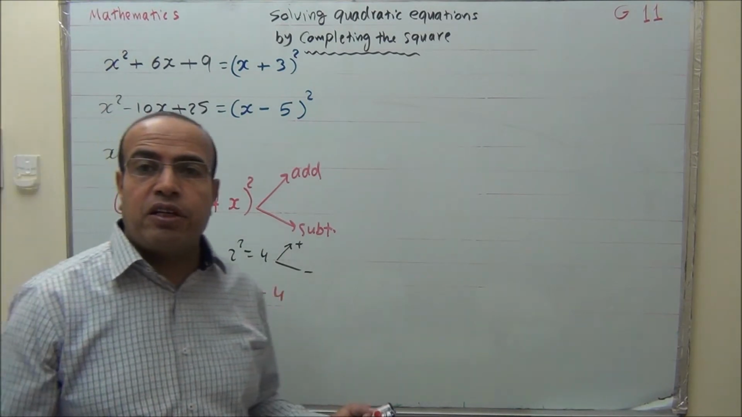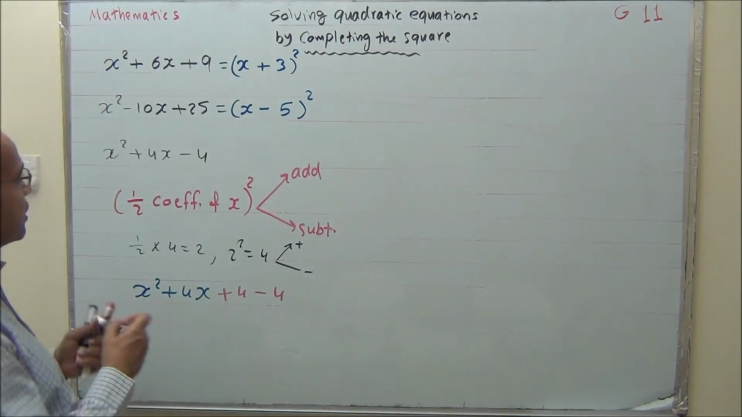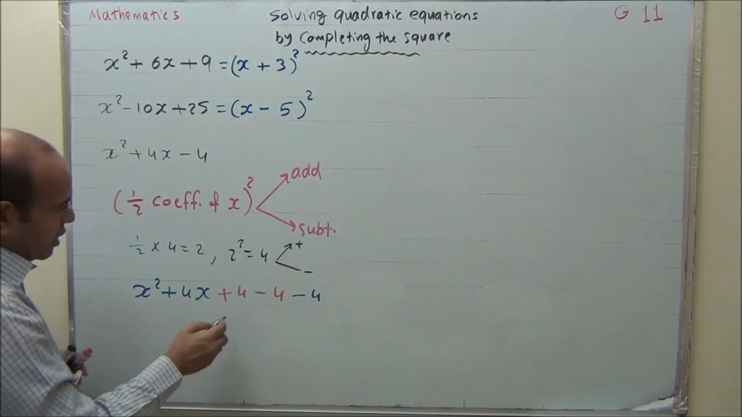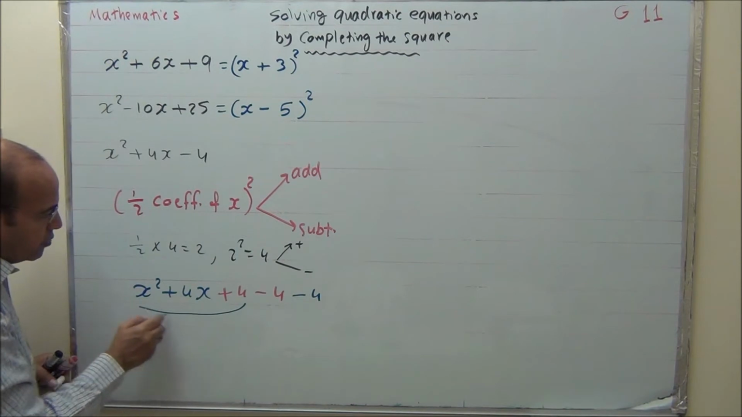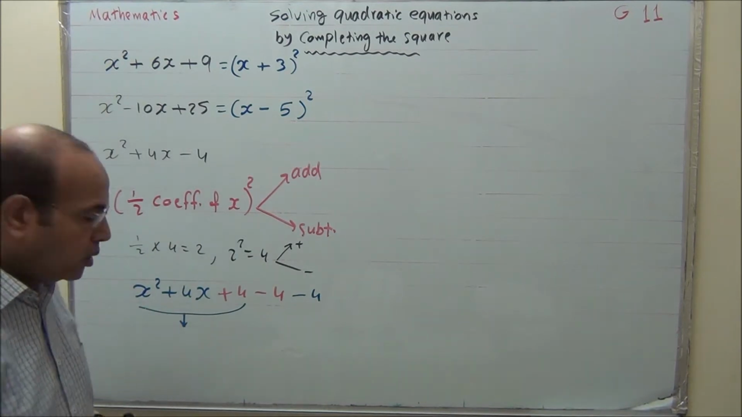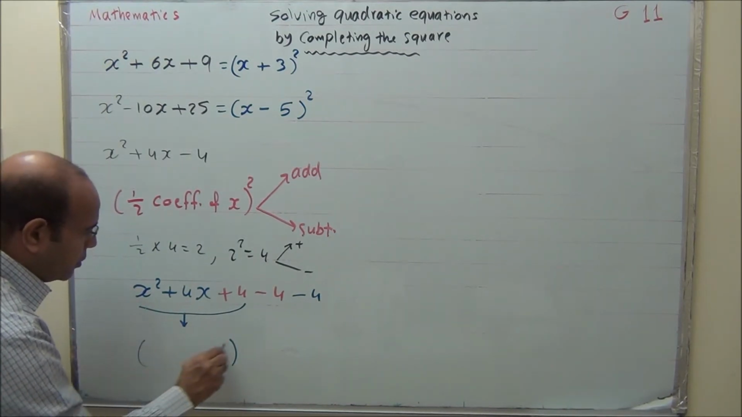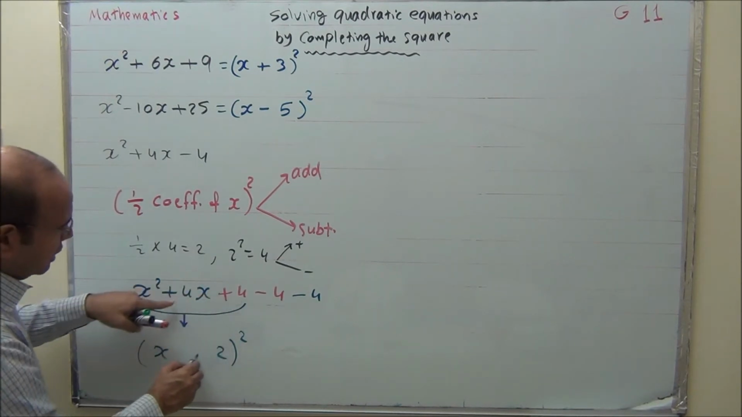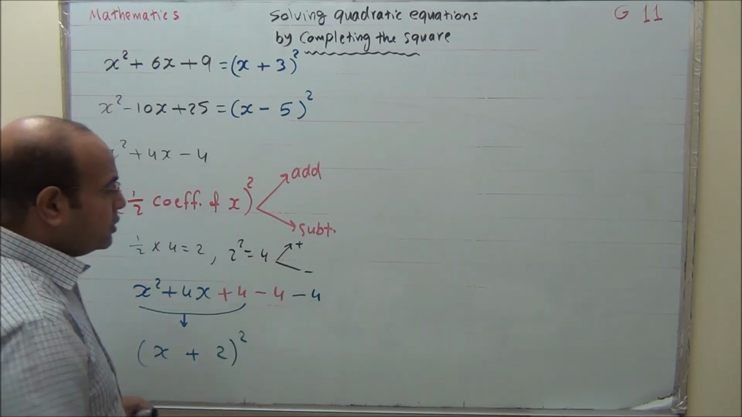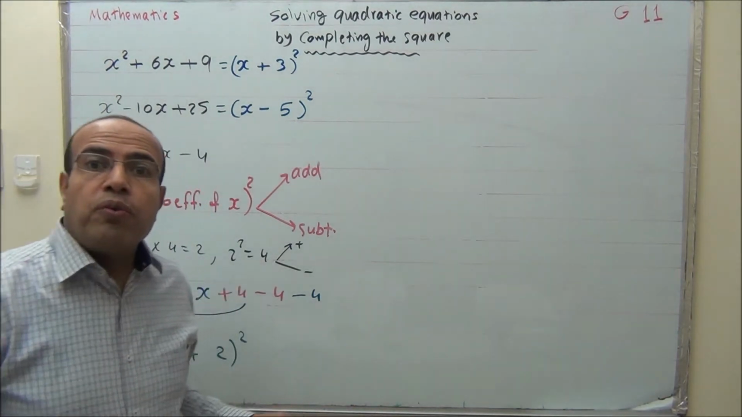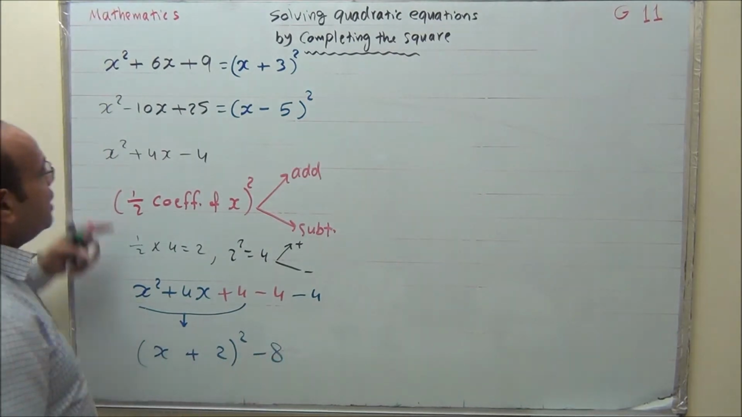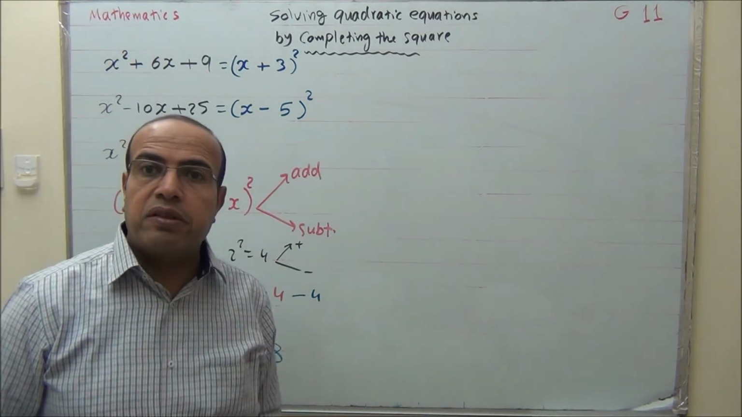It means we add 0, so we don't change anything. Minus 4 is the last term. Now, the first three terms form a perfect square. We write a bracket to the power 2: the square root of the first, the square root of the last, the sign of the middle term. What about negative 4 minus 4? We add them, negative 4 and negative 4, it's negative 8. Now we have changed this to a perfect square.